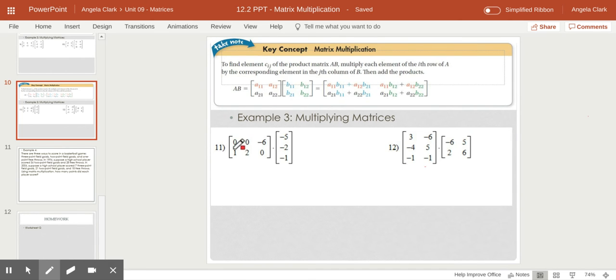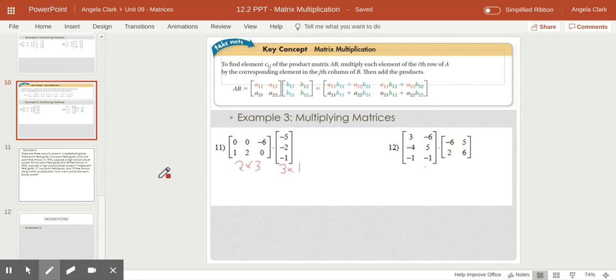So this is a 2 by 3 matrix. This is a 3 by 1 matrix. So these are both 3s, so I can do this, and I'm going to end up with a 2 by 1 matrix at the end. So I can do this multiplication. I'm going to end up with a 2 by 1 as an answer.